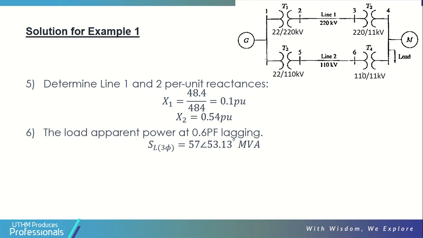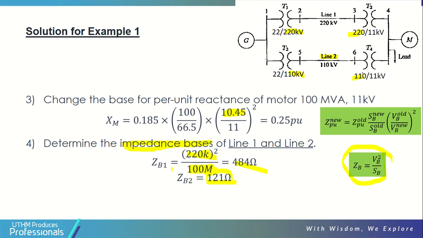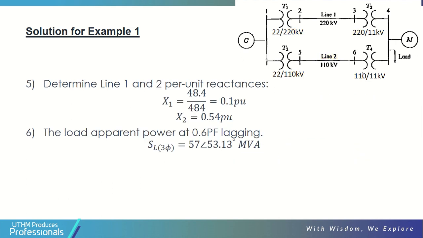Okay, so next what you need to do is determine the line 1 and line 2 per unit. Once you have a base value for line 1, this is the base value for line 1, and this is the base value for line 2, so you can determine the per unit value of the impedance of line 1 and line 2.